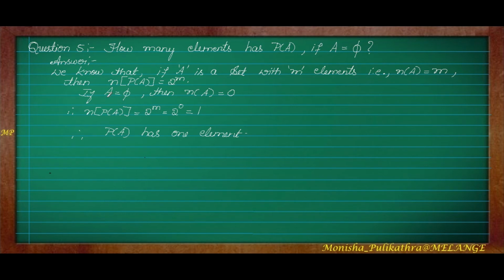But in the question they have given A is a null set. A is a null set means there is no element in that set. It is an empty set. Therefore, the number of elements in set A is 0, since it is a null set and doesn't have any element in it. It is an empty set.